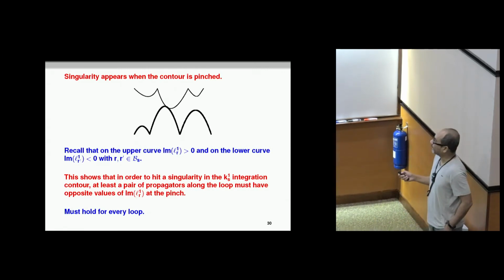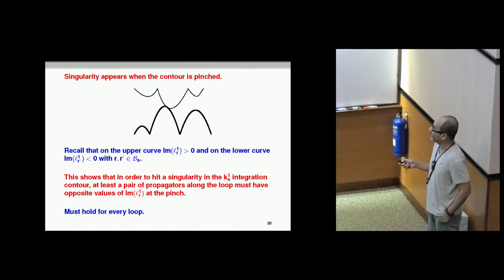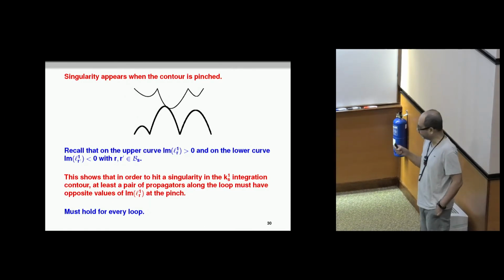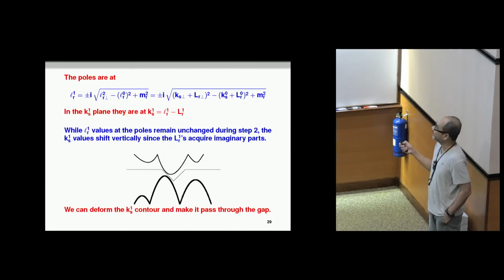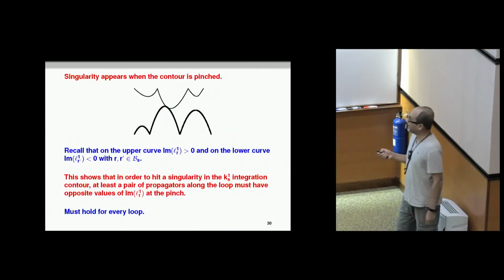But now recall that the upper graph had imaginary L1R positive, and the lower curve had this negative. This was at the end of the first step. Okay. And as I described here, because of this formulae, imaginary L1R is not going to change. In fact, the L1R itself is not going to change during the second step of the deformation. Okay, because this involves only the transverse momenta and the zero components, and those contours are kept fixed. So it is still true that on the upper curve, imaginary L1Rs are all positive, and on the lower curve, imaginary L1Rs are all negative. Okay, even though the imaginary KRs of course change, right, because they have been shifted.